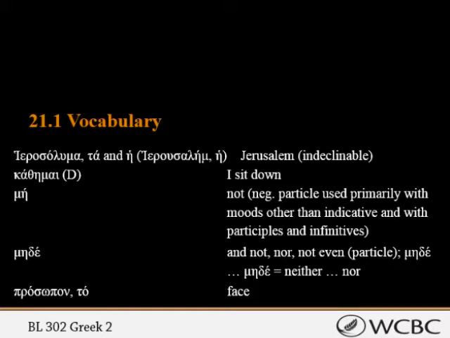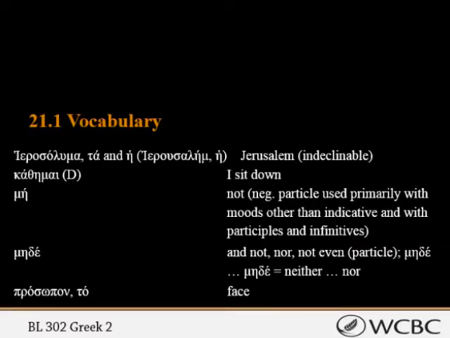Me is a negative particle. It means not, and me and ou are two of the negative particles we have in Greek. Ou is used for the indicative mood, and me is used for everything other than the indicative mood. So if you see a me in a sentence in Greek, you probably are realizing that the sentence is using a participle or one of the other moods other than indicative. If we combine that with de, mede would be and not, nor, not even, again a particle. We could have mede, so we would say neither nor in English as we translate that.